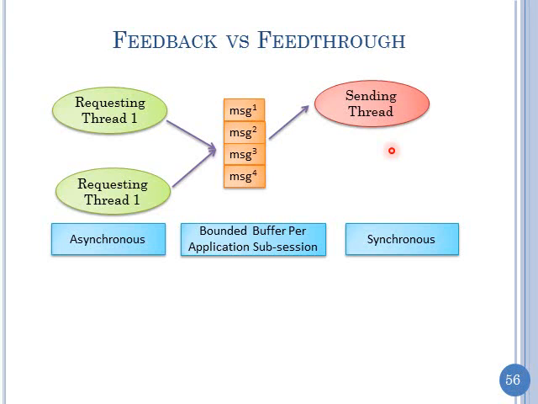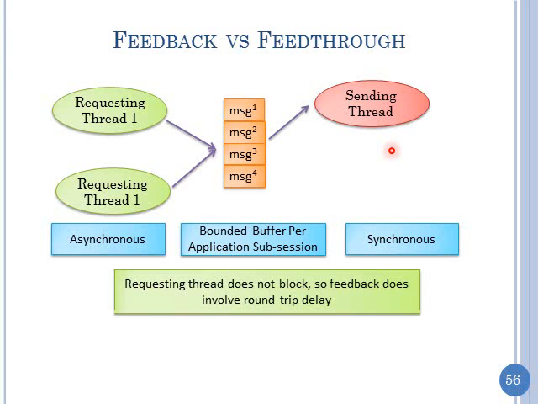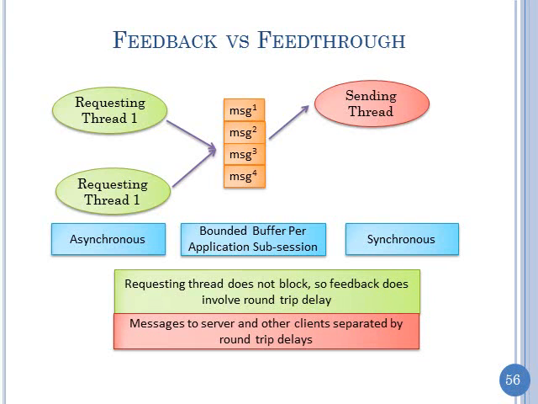Okay, what about two messages going in succession to the same user? Then, if anything, our feed-through is worse because we've incurred this overhead of managing these threads, and we are not gaining anything because this thread is sending messages in order and waiting for the first message to be delivered before sending the next message. Okay, so here's sort of a picture. The requesting thread does not block, so feedback does not involve round-trip delay. Message to server and other clients separated by round-trip delays.